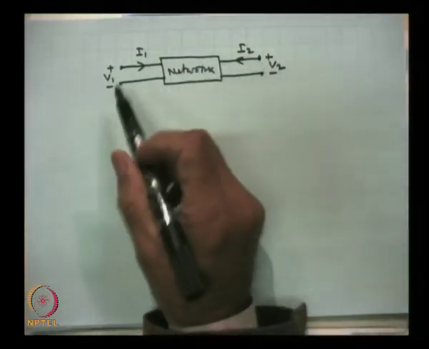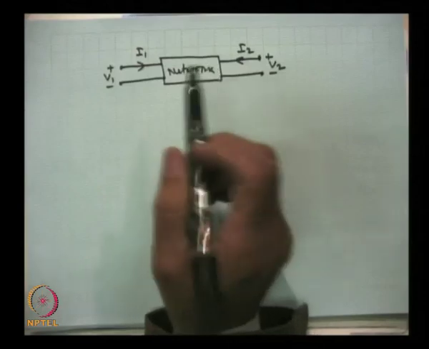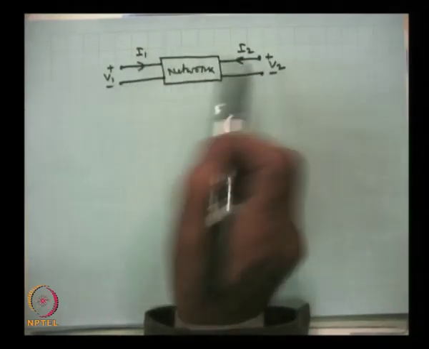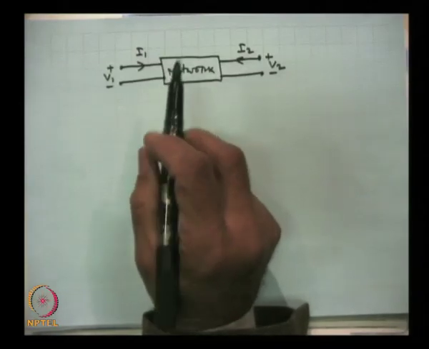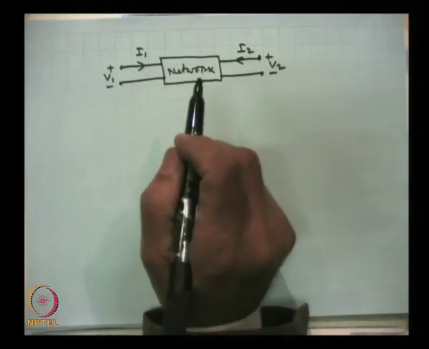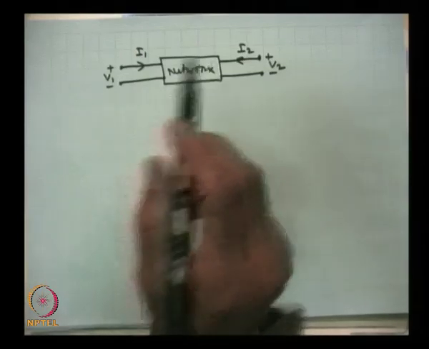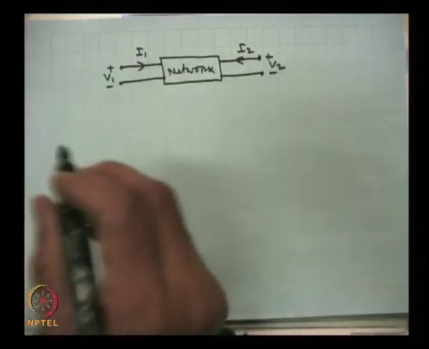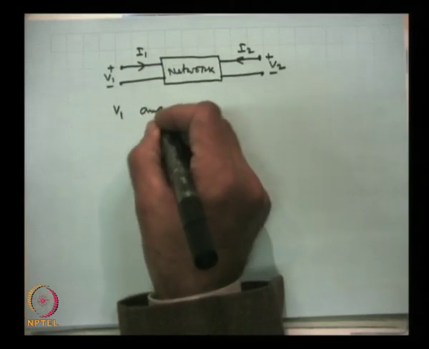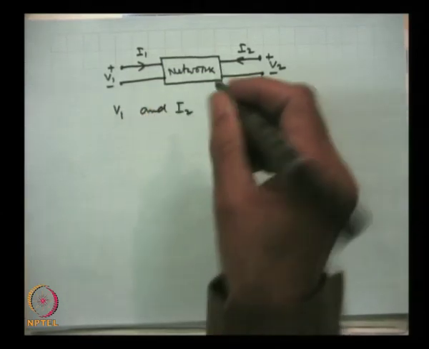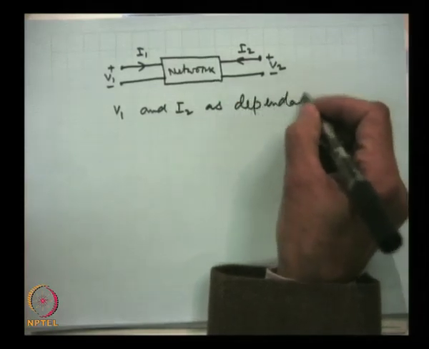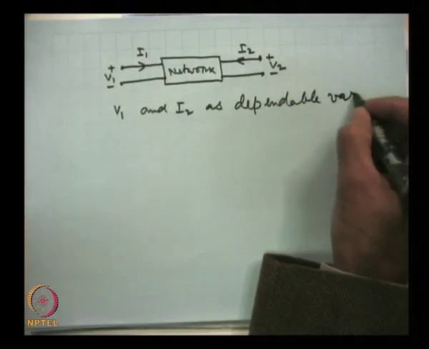The parameters can be defined by taking out of these 4 quantities, the 2 currents and 2 voltages. 2 are taken as independent and 2 are taken as dependent. So, we can write the fundamental relation for dependent variables. We take V 1 and I 2 as dependent variables.